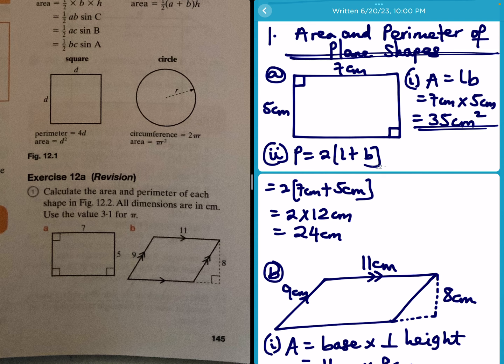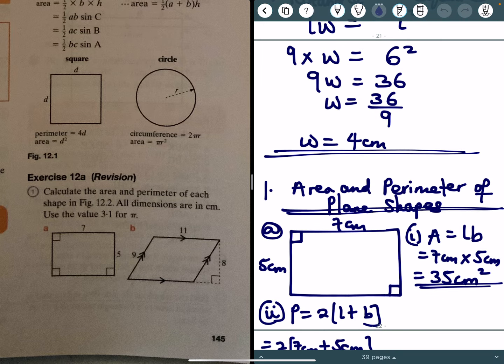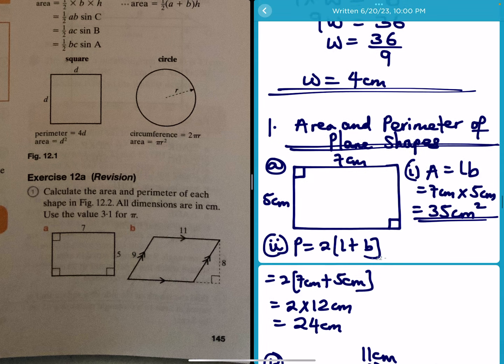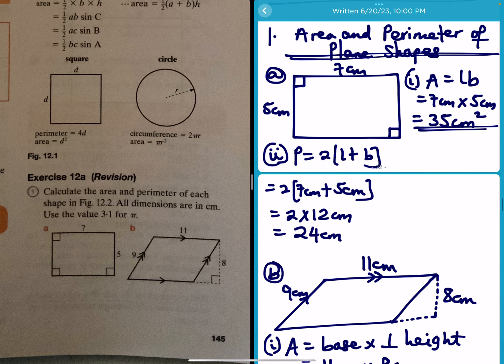A is a rectangle. The area of a rectangle is length times breadth here. So 7 times 5 gives 35 centimeters squared. You did this in primary school, so none of you will have any issue with this.